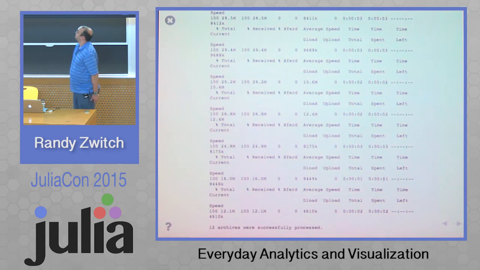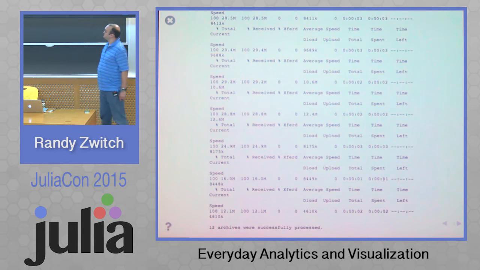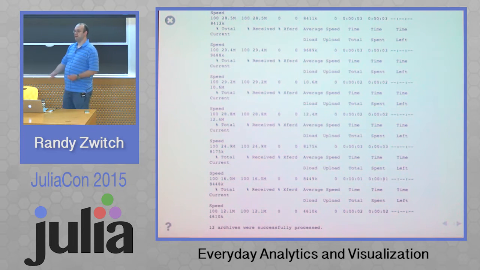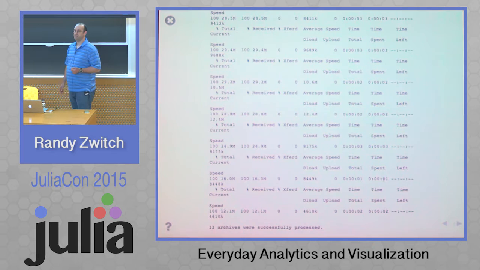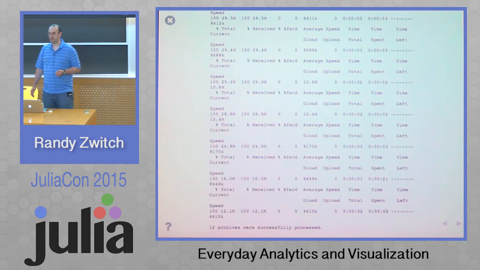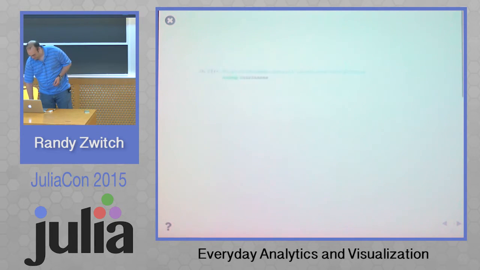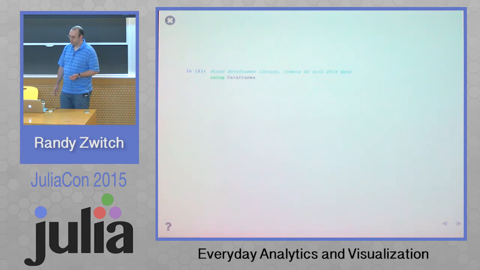Okay, so at the bottom, you can sort of see 12 archives were successfully processed. That's the output of the final command that unzips all of the files. So now in a directory that will be similar to the working directory I'm using, you'll have 24 files now. You have the zip files, you also have the CSV files. And from there, we can go ahead and create a data frame with all this data.